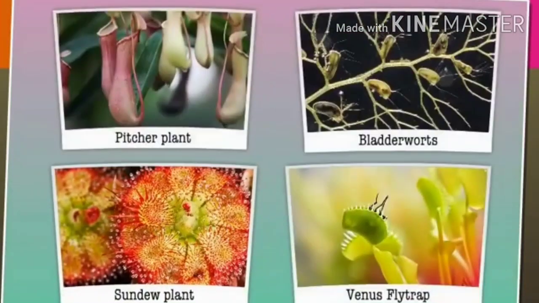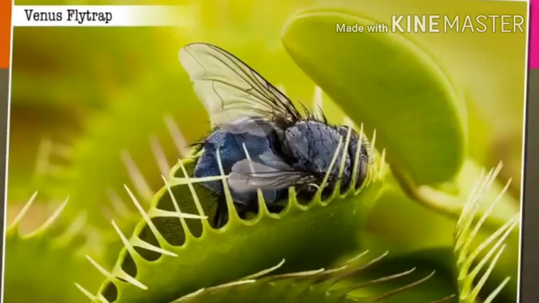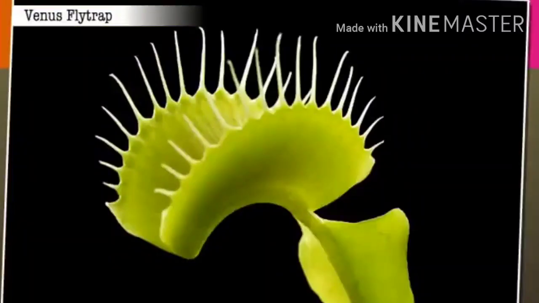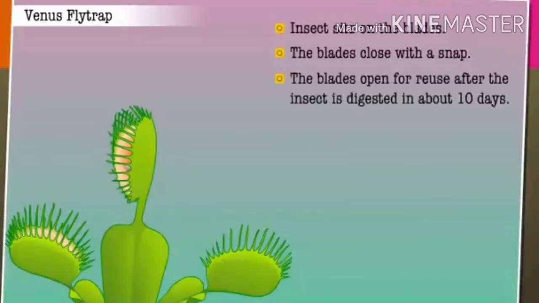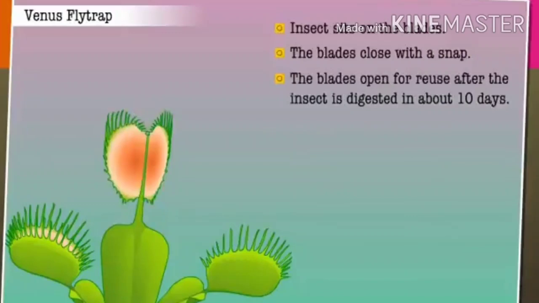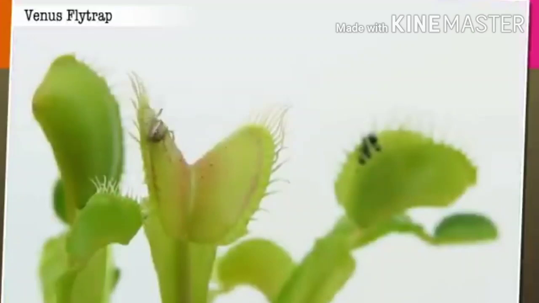This is Venus flytrap, another insectivorous plant wherein the leaves literally snap shut when the insects land on it. The leaf is modified into two blades with thorn-like structures along the margins. These blades are hinged along the midrib. Look what happens when an insect sits on it. The blade closes with a snap. The blade opens for reuse after the insect is digested after 10 days.